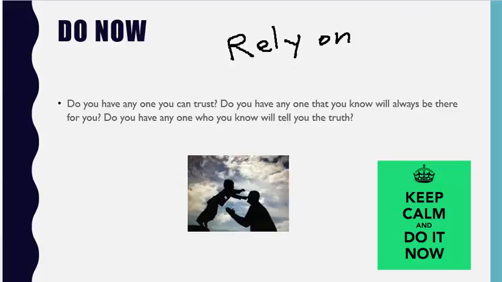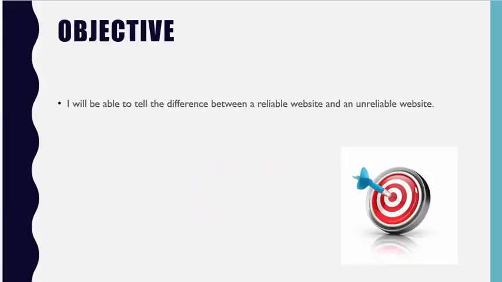So let's go to the next part and connect the do now with what we want to know. And here again, I want to remind you that on these videos, you follow along and take notes, and you can always pause the video anytime you want and rewind whenever you want. Objective: I will be able to tell the difference between what is a reliable website and an unreliable website. Alright, so that's our target. That's what we want to be able to do.